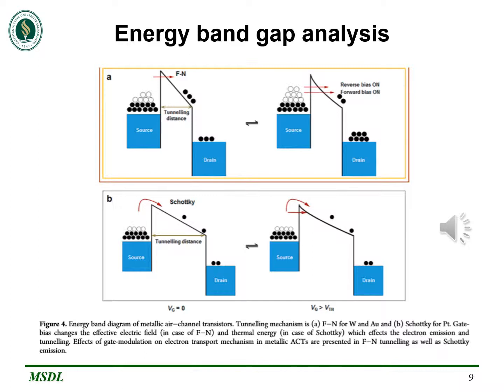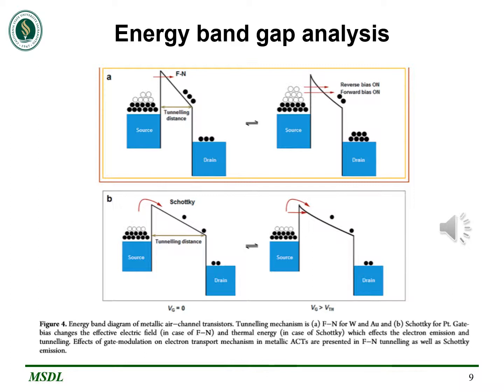Whereas tunneling distance is longer in Schottky, where electrons have to jump over the barrier using thermal energy, as is shown in figure B. This limits the number of electrons able to cross the barrier, as it requires a higher amount of energy. Because of different tunneling mechanisms, we observe variation in the normalized peak currents for tungsten, gold, and platinum air channel transistors, which is lowest for platinum.